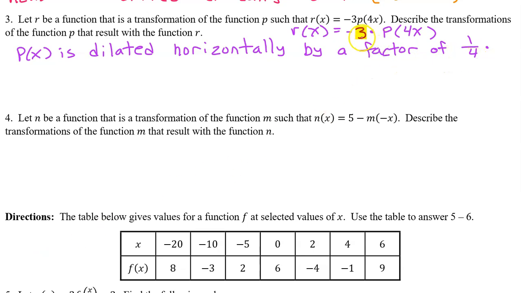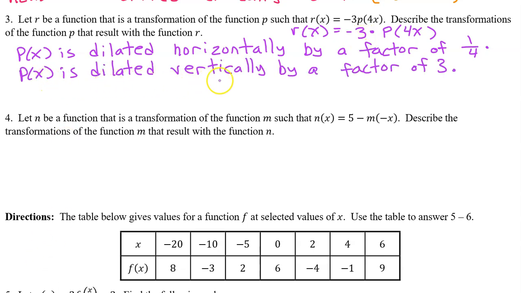Now let's talk about the 3, without the negative sign. The negative sign is its own transformation. When you multiply, that is a dilation. Since this is occurring outside of the function, it will be a vertical dilation. p of x is dilated vertically by a factor of 3.